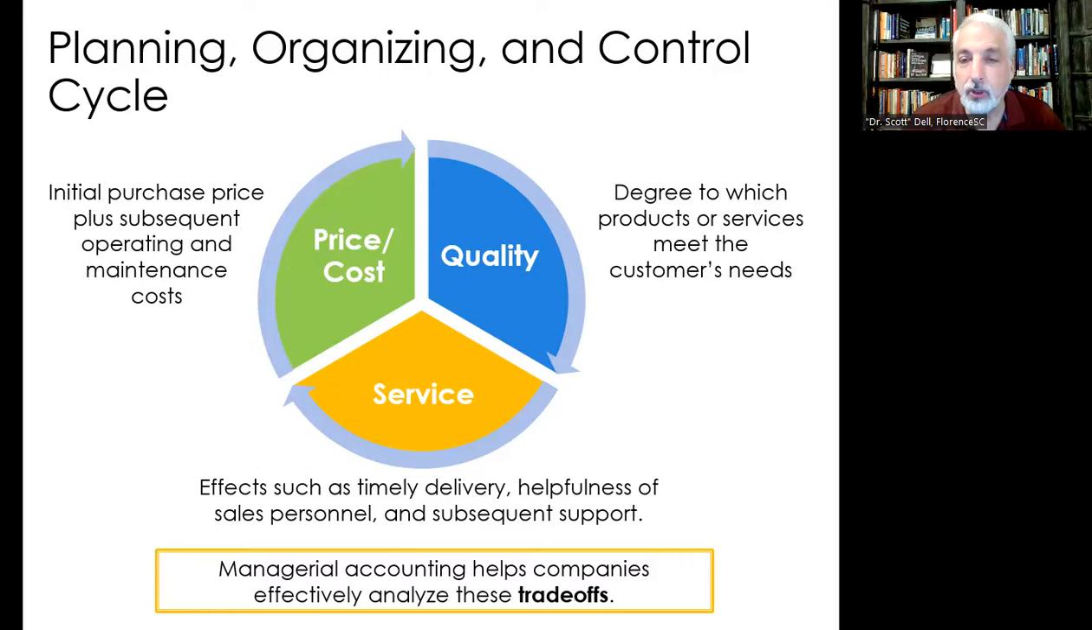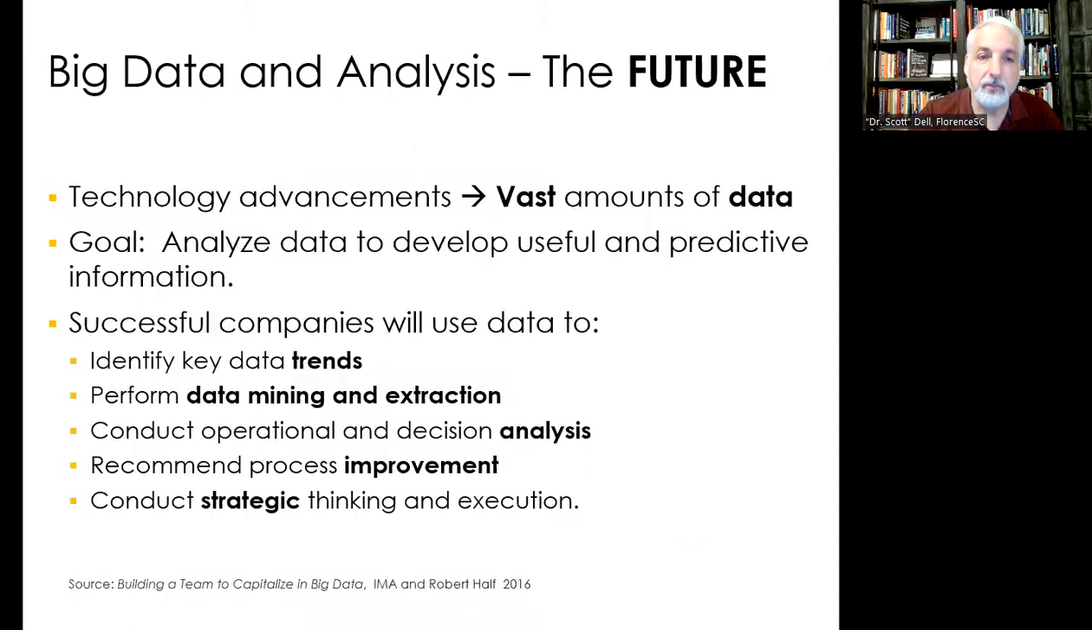As you probably know, most new car dealers don't make the big bucks selling new cars. They make the big bucks selling service, which will be interesting when electric cars that require less service adversely affect the profitability of many of these dealerships. So managerial accounting helps companies effectively balance the trade-offs between quality, service, and price.